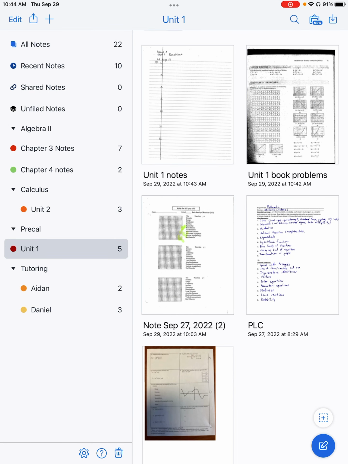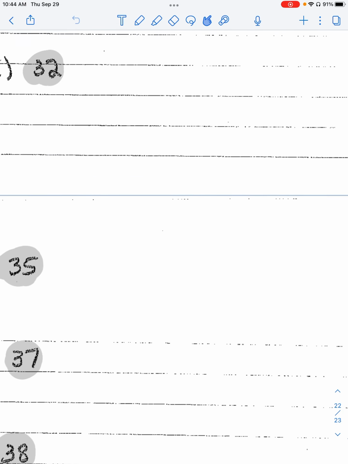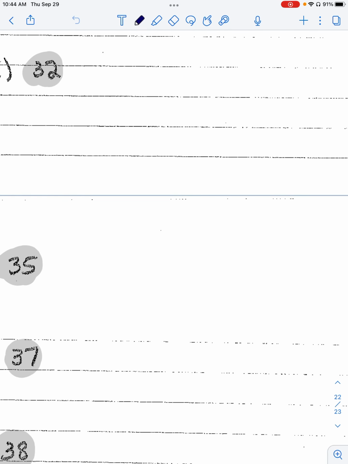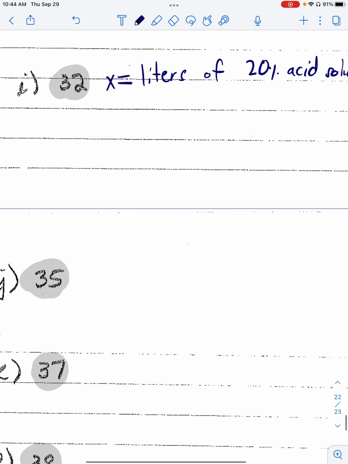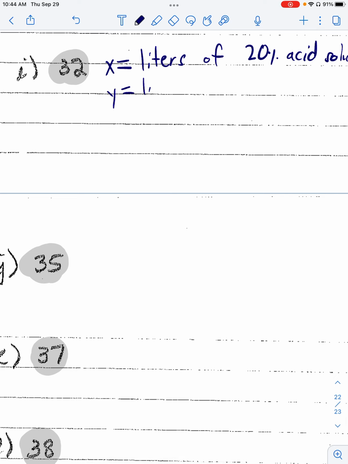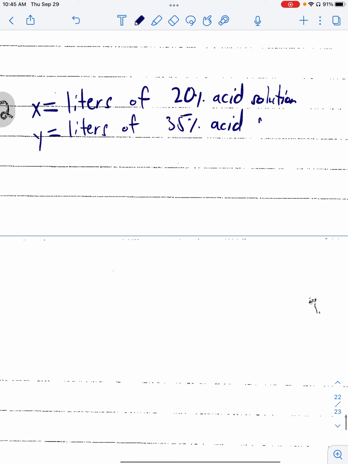Coming over here to the notes, for number 32, I'm going to let X equal the liters of the 20% acid solution I'm using, and I'm going to let Y equal the number of liters of the 35% acid solution I'm using.